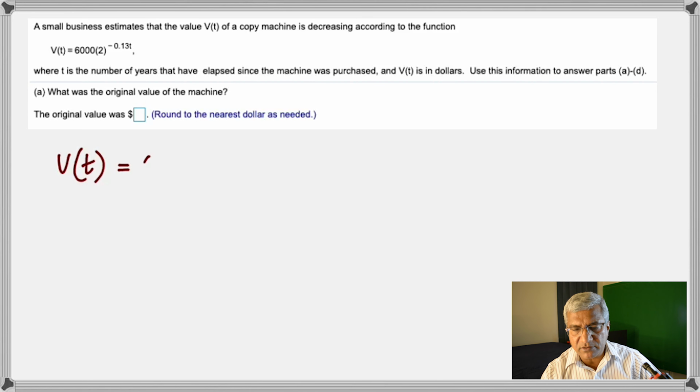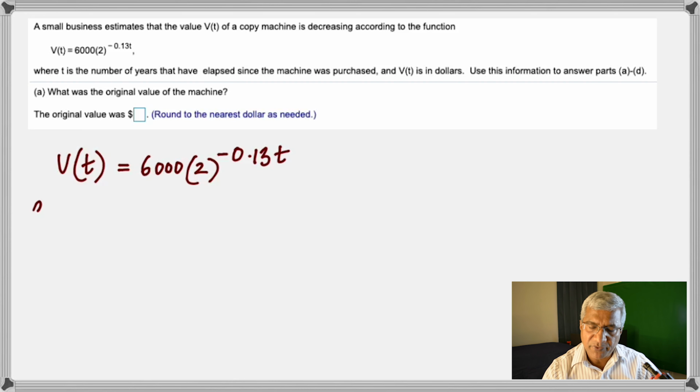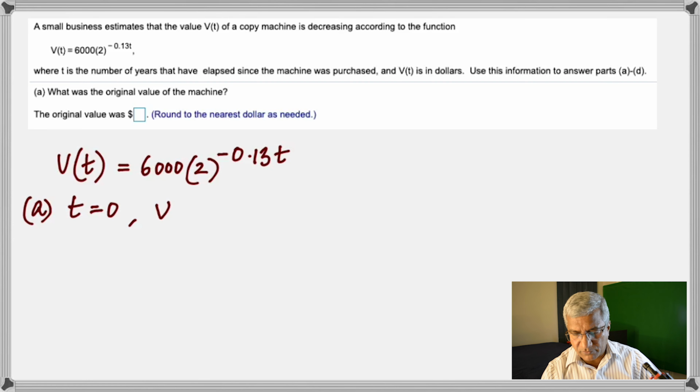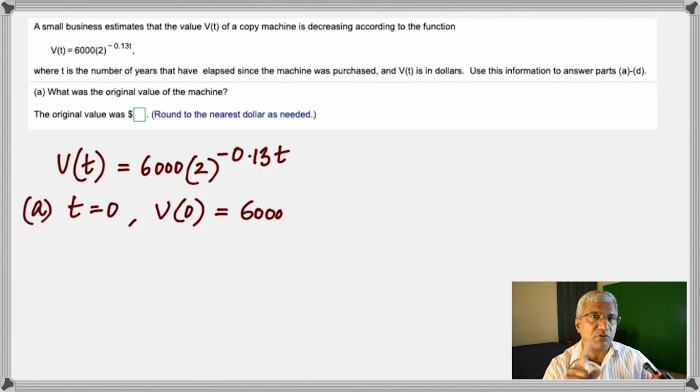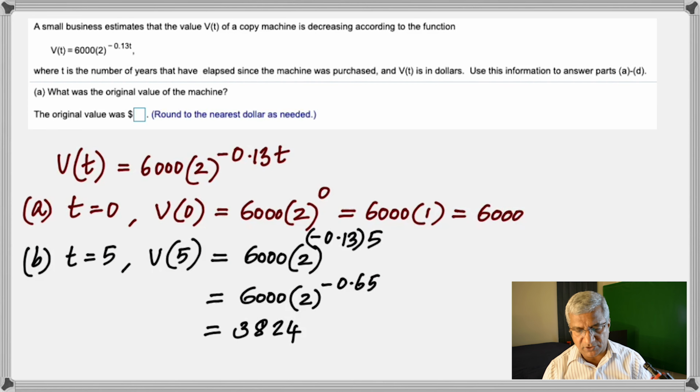So here's the function, and then you have 6,000 times 2 raised to negative 0.13t. That's a given function. And then we're going to put t equal to 0. Remember that anything raised to 0 is 1. So you're going to get 6,000 times 2 raised to 0, and 2 raised to 0 is 1. So 6,000 times 1 is 6,000. So that is how much it was worth.